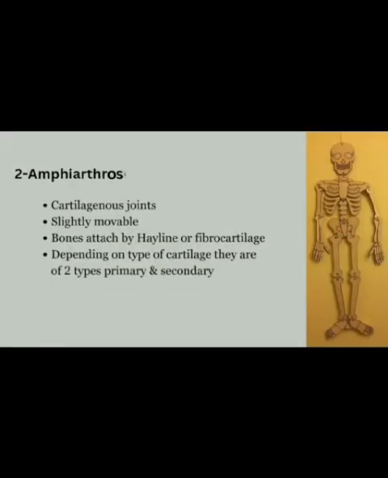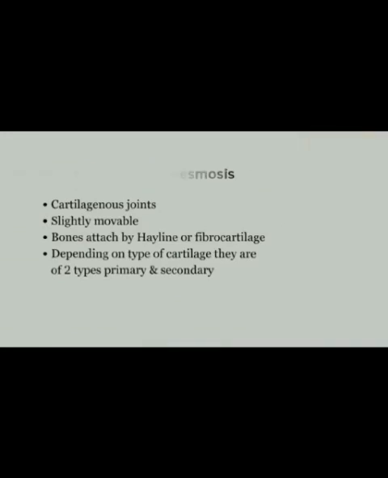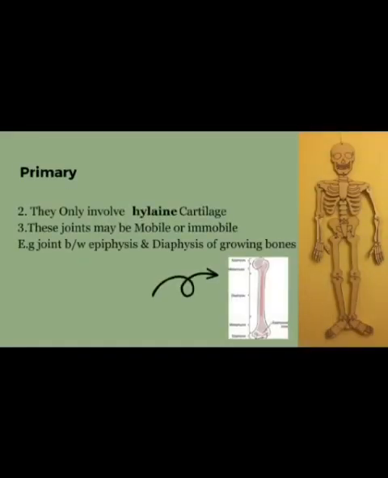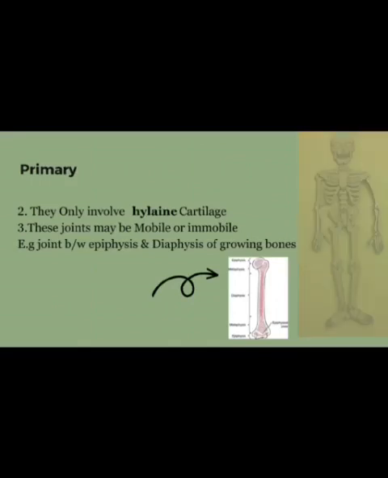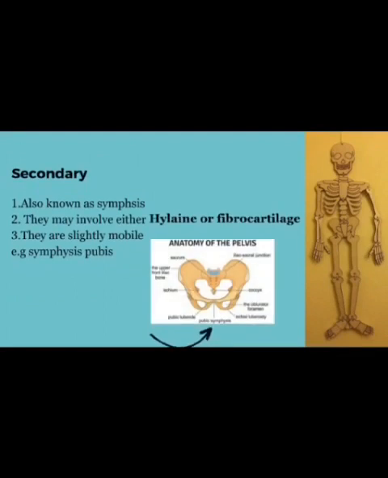The second type is amphiarthrosis. They are cartilaginous joints. They are slightly movable. Bones attach by hyaline cartilage or fibrocartilage. Depending on the type of cartilage, they are of 2 types: primary and secondary. Primary amphiarthrosis involves only hyaline cartilage. These joints may be mobile or immobile, for example, between the epiphysis and diaphysis of a growing bone. Secondary amphiarthrosis involves both hyaline cartilage and fibrocartilage. They are slightly mobile, for example, the symphysis pubis.